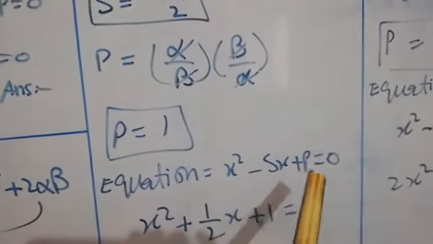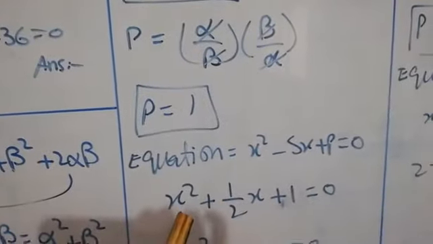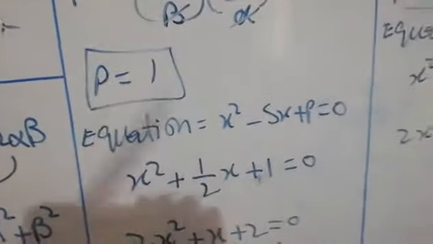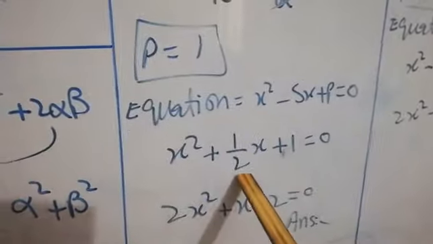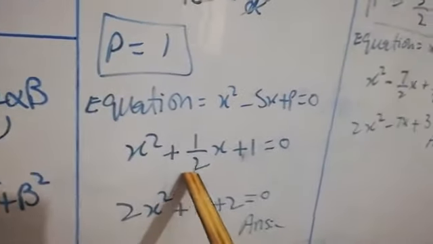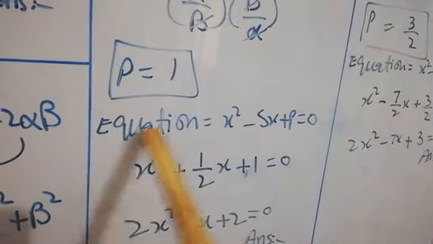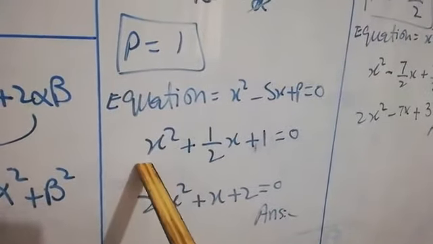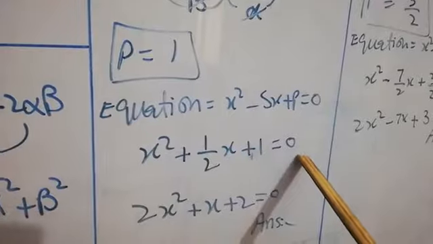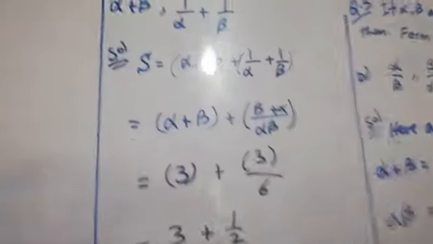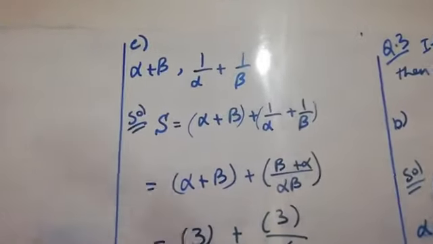So my dear students, now we will form the equation x square minus sx plus p equals to 0. The value of x square as it is, plus the sum is minus 1 by 2, so minus minus 1 by 2 is plus 1 by 2 x, plus 1 equals to 0. Dear students, according to the rule, there is no need to write the denominator. So to remove the denominator, we will multiply all the terms of the equation by 2, and we will get 2x square plus x plus 2 equals to 0. This is the answer of this equation. Now move to part number E.